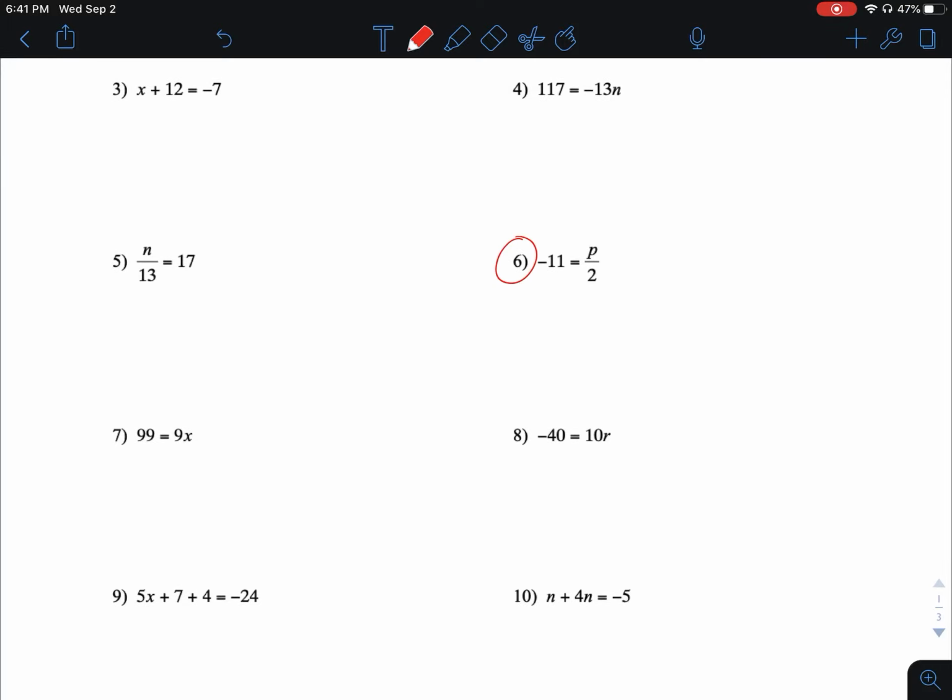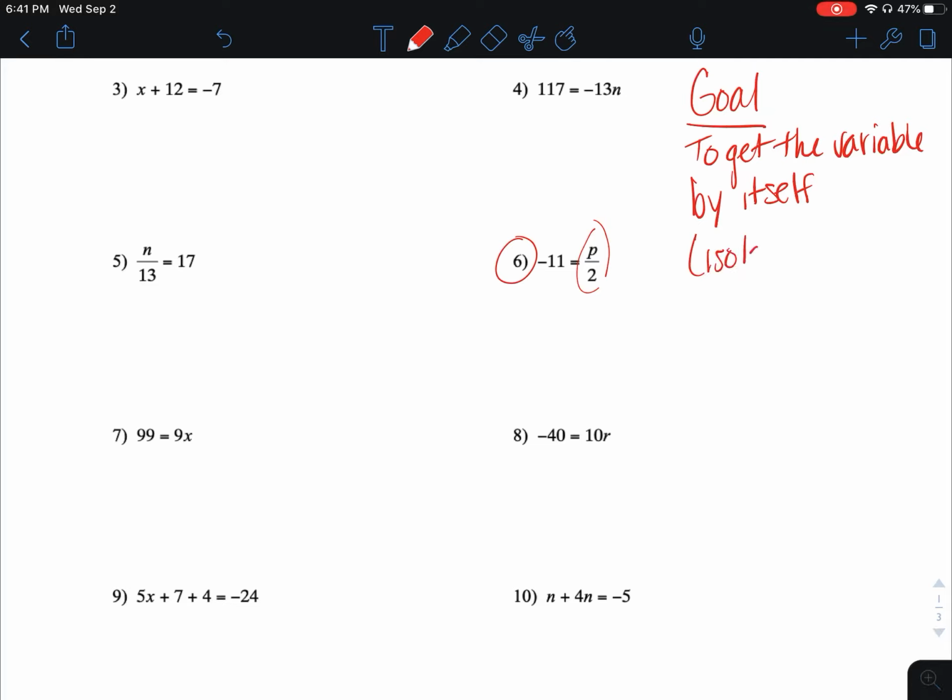All right, so remember, our goal when solving equations is going to be to get the variable by itself. Also say isolate the variable. That's another way of saying it. So we're trying to get the variable all by itself.